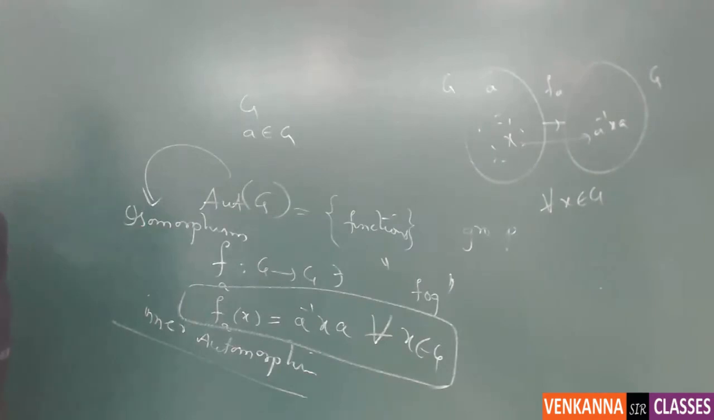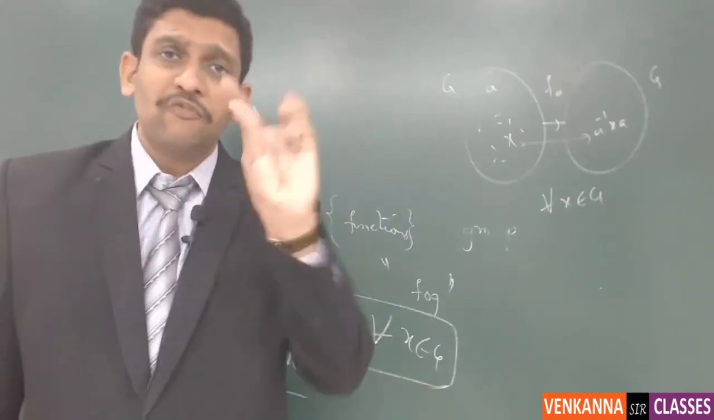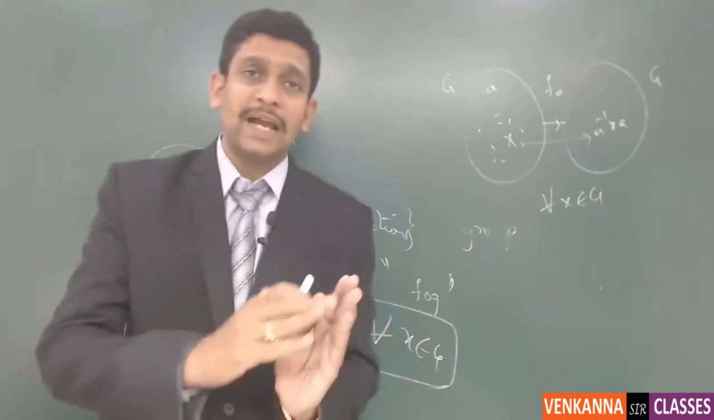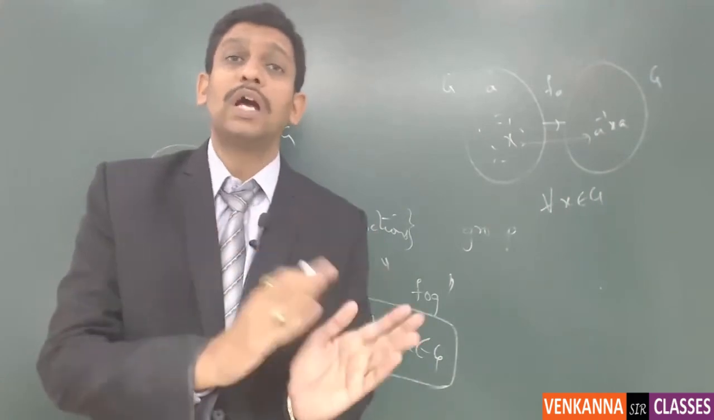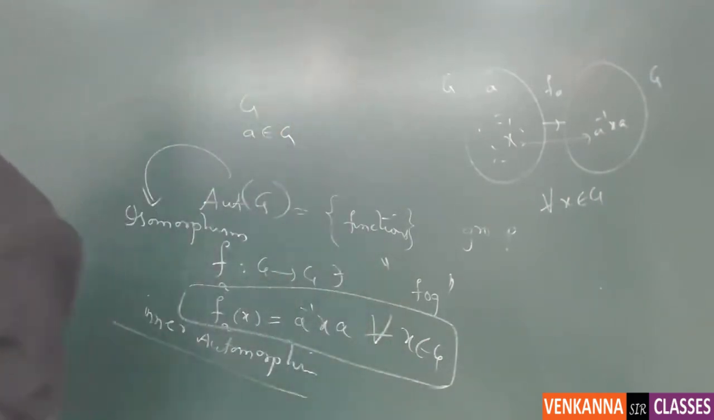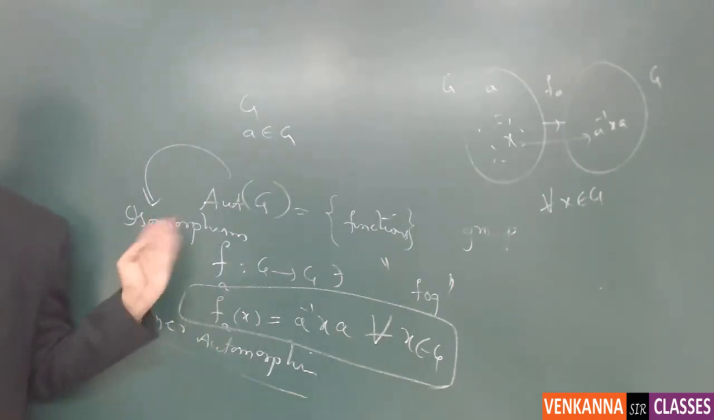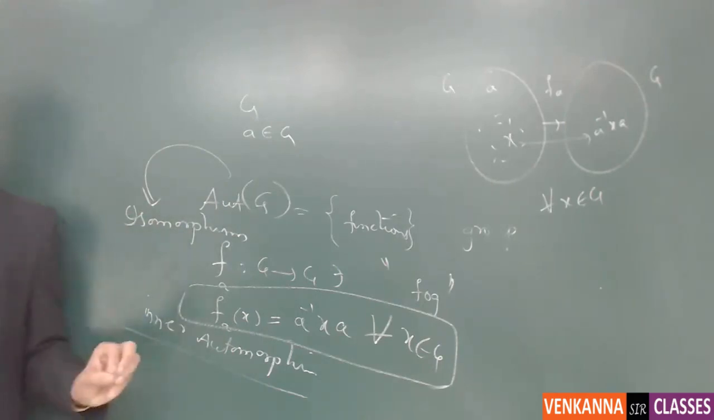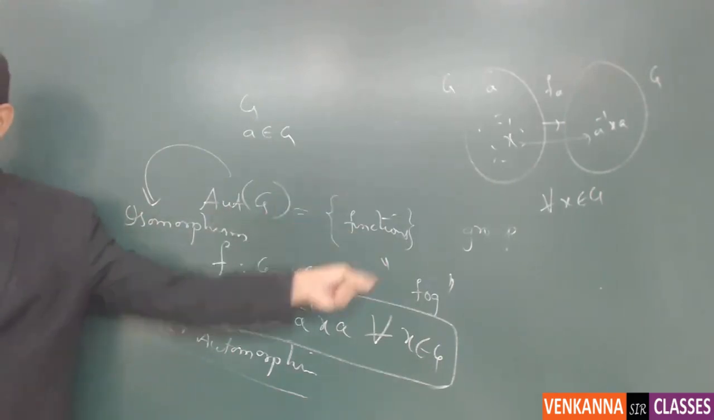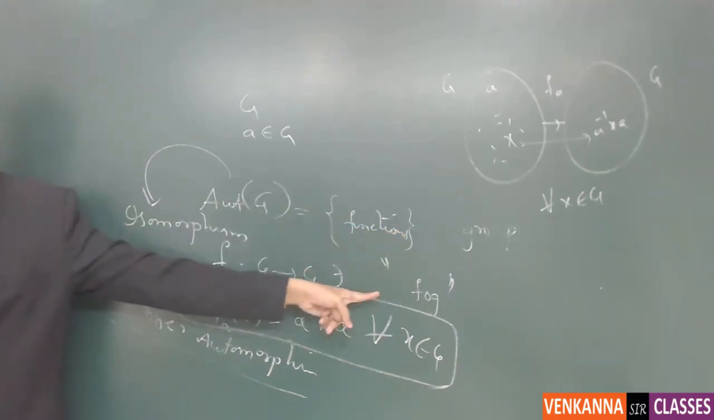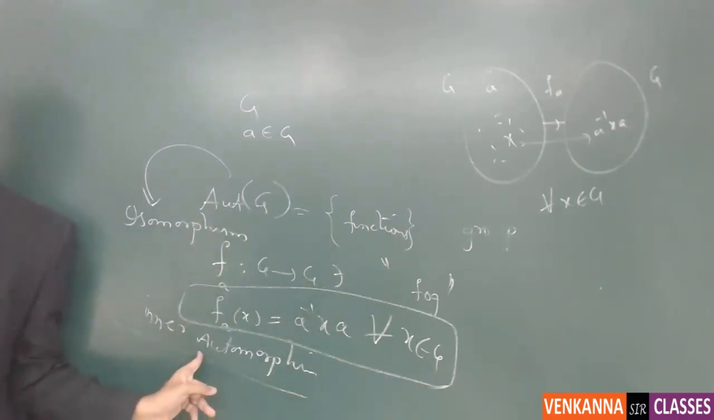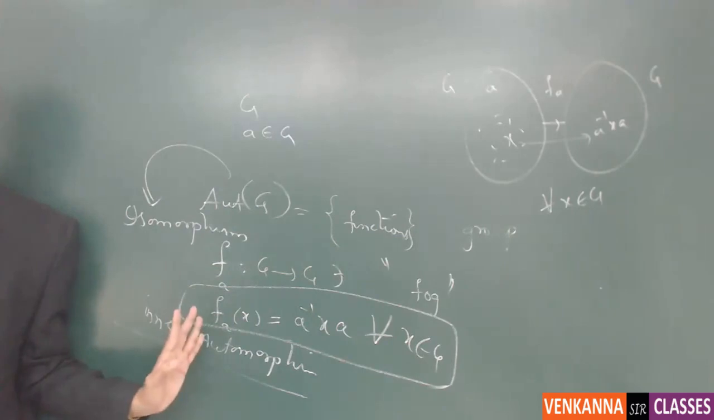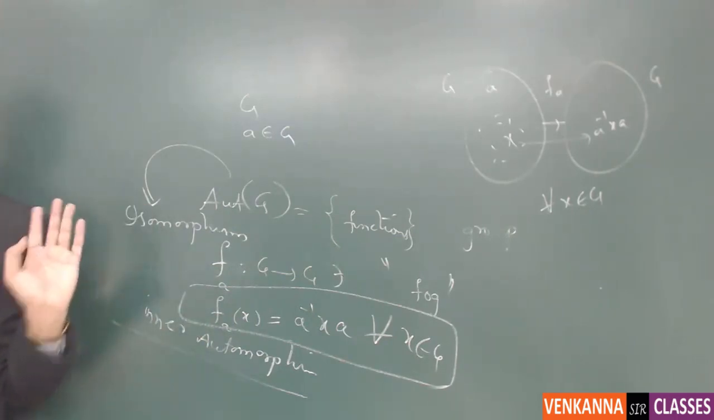Okay? So, apart from fixing an element, if you define it in any other way, this type of automorphism we call an outer automorphism. Aut G is nothing but the set of all such functions, which is a group with respect to the operation composition of functions. And it contains inner automorphisms as well as outer automorphisms. That we need to understand. That's all.